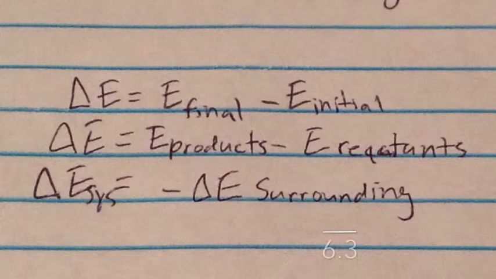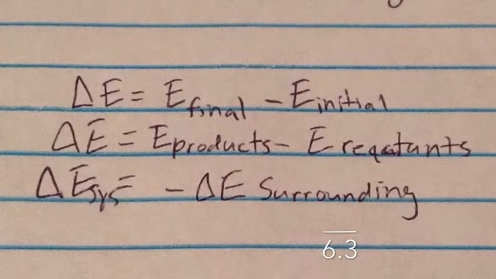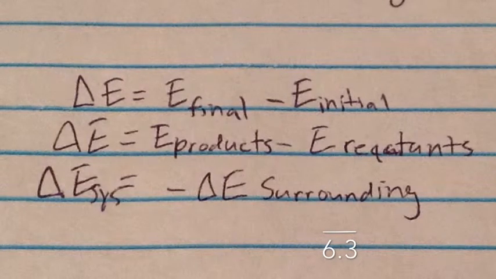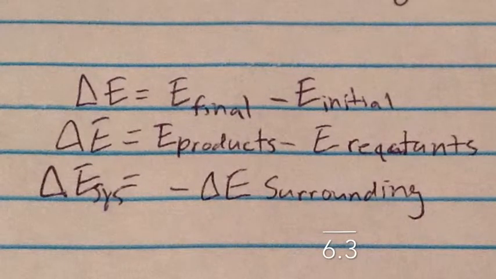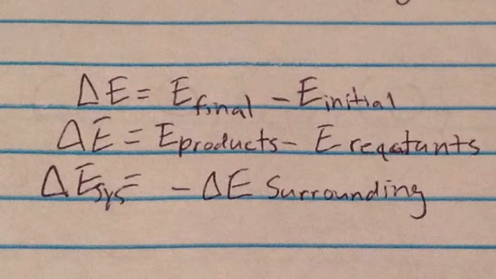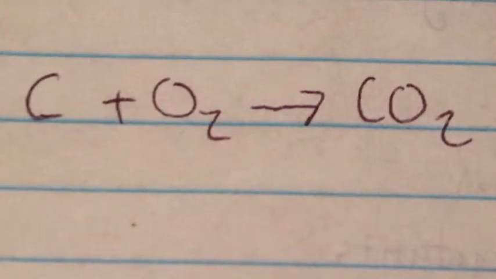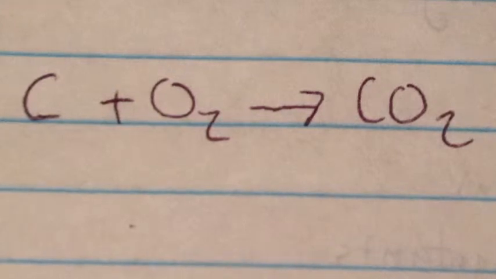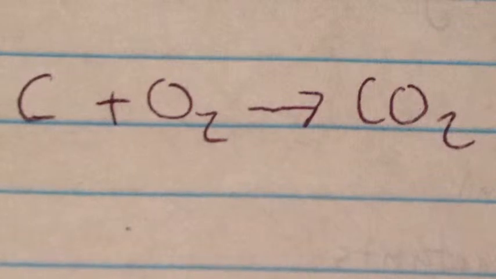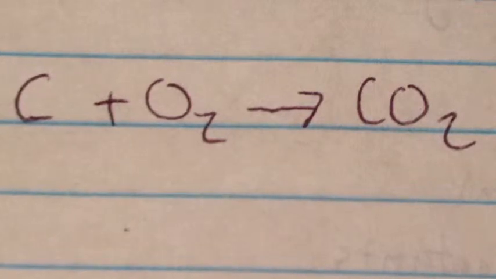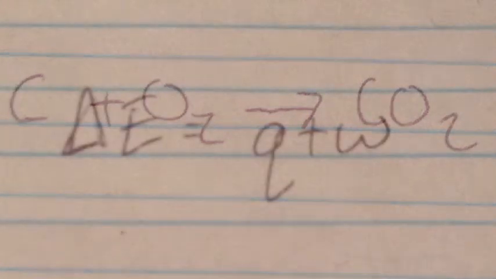Formulas used to calculate the internal energy include delta E equals E final minus E initial, delta E equals E products minus E reactants, and also delta E system is equal to negative delta E of the surroundings. To use an example for delta E, we will use C plus O2 equals CO2. In this case, CO2 would be our products, and C plus O2 would be our reactants. In this case, we would take the internal energy of CO2 minus the internal energy of C and O2.